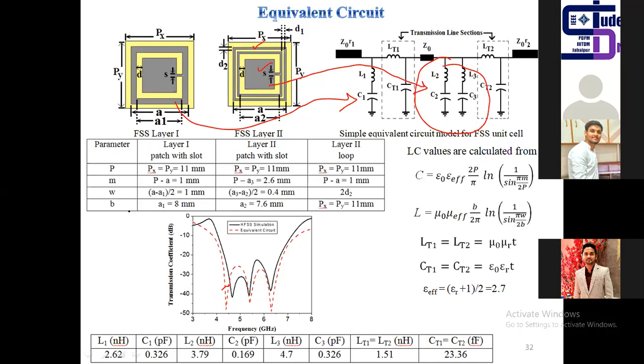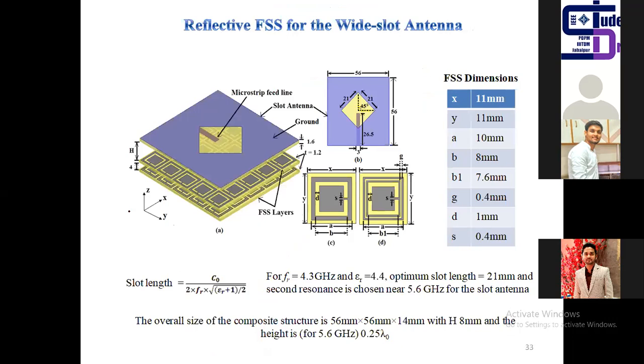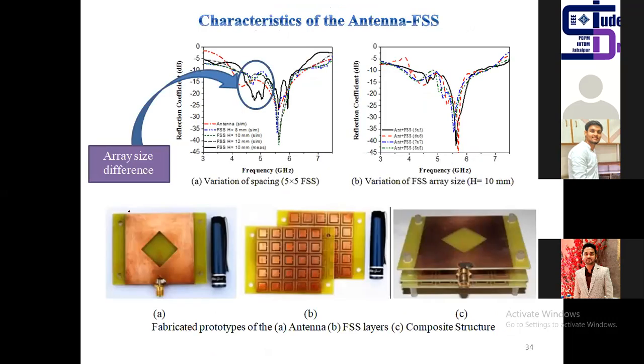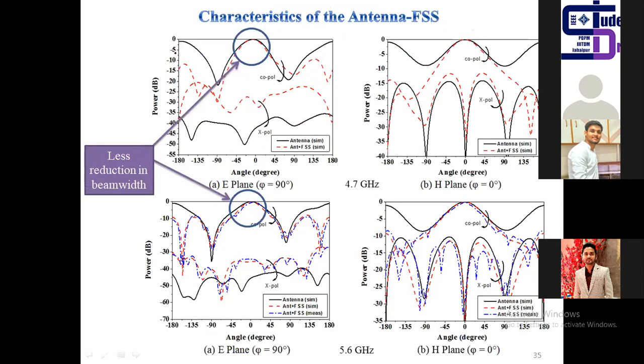Then we can put this structure below some antenna, the same antenna I'm using here, so that for your understanding. So the same antenna we are using here, and we are getting the gain enhancement with this particular mechanism. And here you can see the S11 or reflection coefficient of the antenna, and the gain is getting enhanced. This is the radiation pattern you can see.